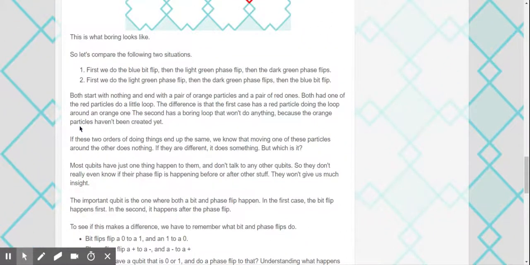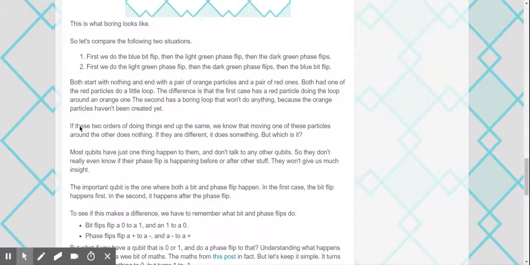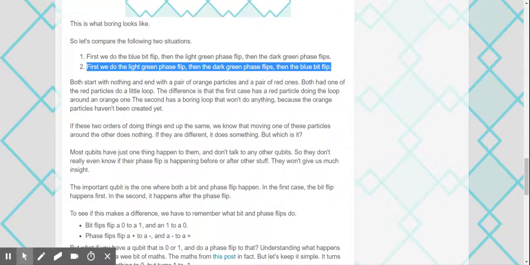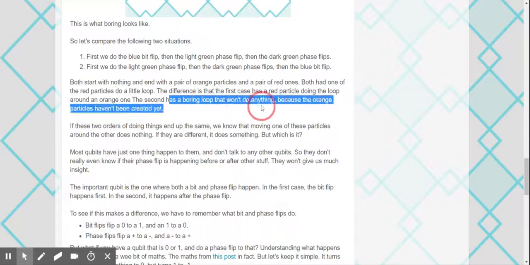So let's compare the two following situations. First we do the blue bit flip, then the light green phase flip, then the dark green phase flip. Second, we do the dark green phase flip first, with the light green phase flip after. Both start with nothing and end up with a pair of orange particles and a pair of red ones. Both had one of the red particles do a little loop. The difference is that the first case has a red particle doing the loop around the orange. The second is boring.